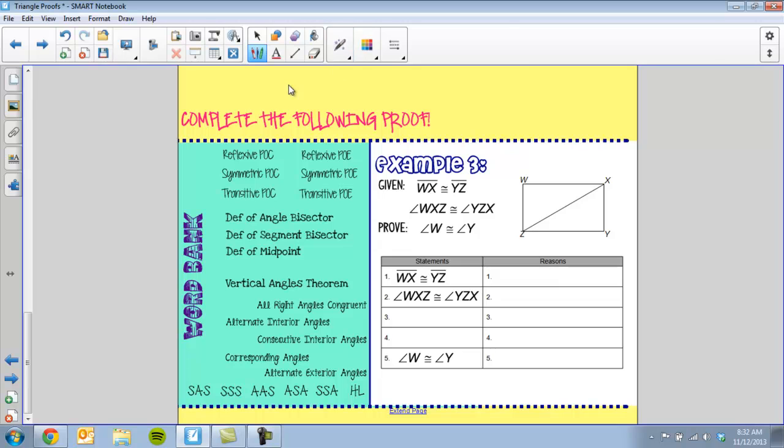Alright, so moving right along. Hopefully you did try to fill this in. If not, I'm going to only fill in the givens for just a moment and give you a little more time to try it on your own. And while I'm filling in the givens, I'm actually going to go ahead and mark them. So I'm going to start with WX is congruent to YZ.